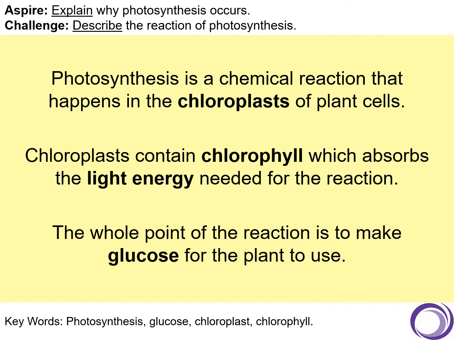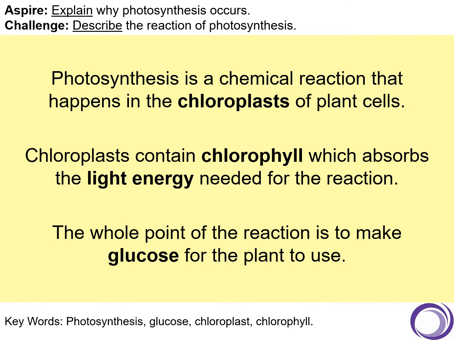And photosynthesis happens in the chloroplast of plant cells. Now, in the chloroplast, there is a green pigment called chlorophyll. That's what makes the leaves of plants green, the fact that they contain chlorophyll. And it is the chlorophyll that absorbs the light energy that is needed for the reaction of photosynthesis.